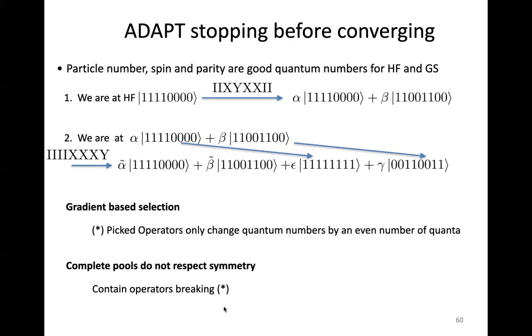And basically, our generic complete pools will always contain operators that break this rule, that the number of particles can be changed only by an even number of quanta.